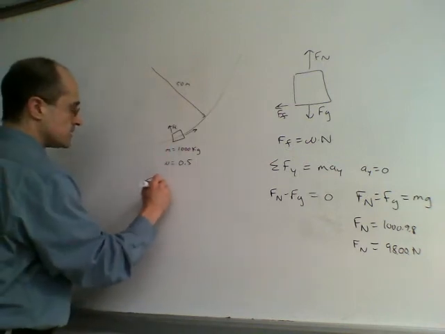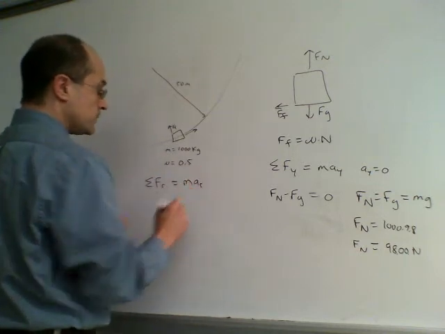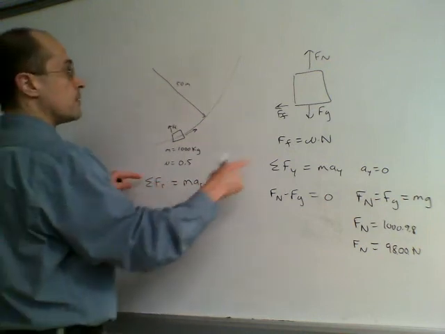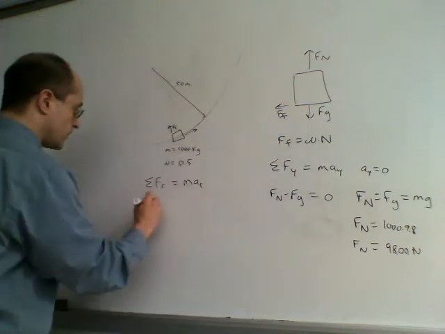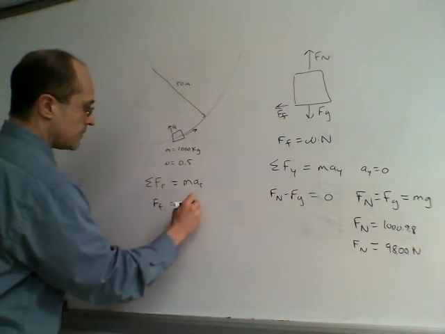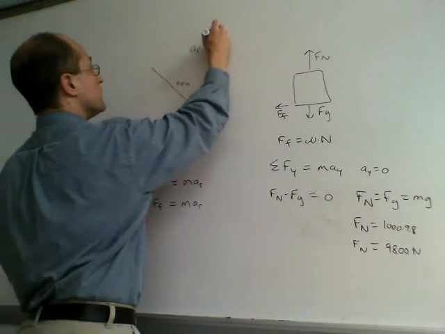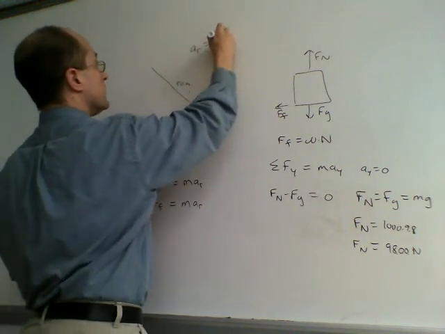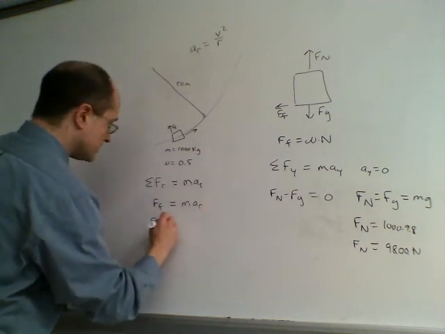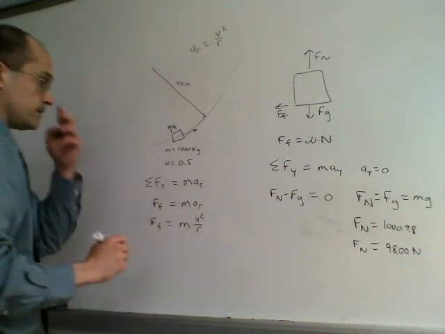So when we sum the forces in the radial direction, we get m a_r. In the radial direction we only have one force, the force of friction, and so that has to equal m a_r. And we've said before that a_r is v squared over r. So the force of friction has to equal m v squared over r.